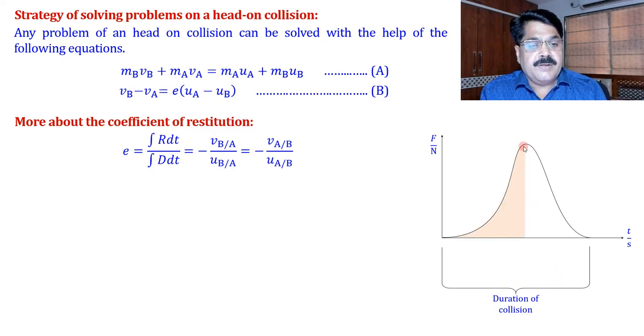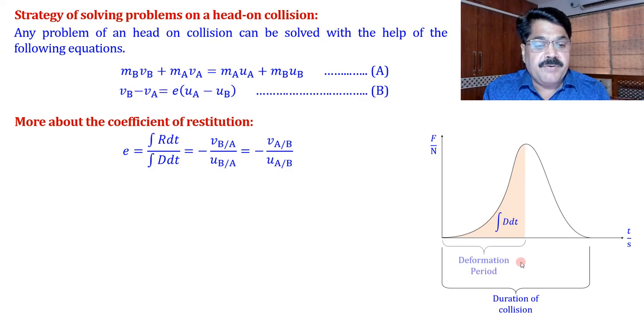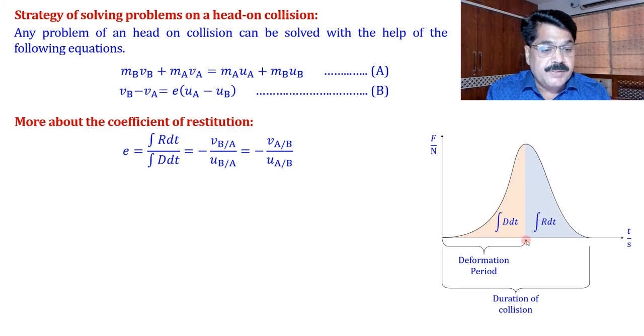Similarly, here this shaded area, from the beginning of collision to the point of maximum deforming force or maximum deformation, will be equal to the impulse of deforming forces during the deformation period. So this will be D dt, and from this instant to that instant will be the period of deformation. Similarly, this sky blue colored area will be the impulse of the forces during the restitution period. So we can write here R dt, and from this instant to that instant will be the restitution period.